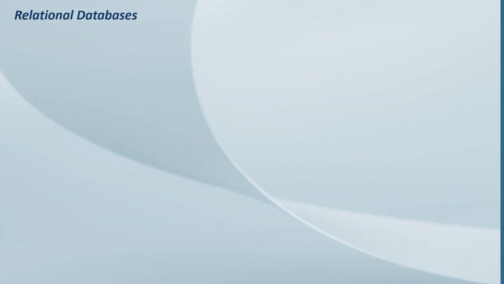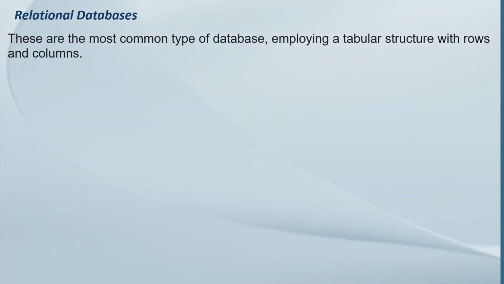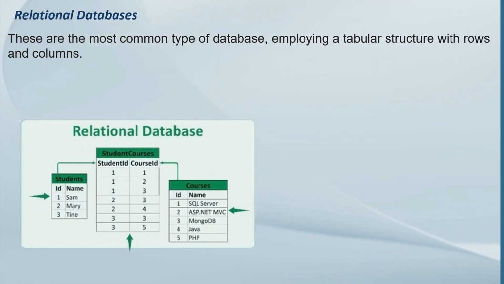Next is relational databases. These are the most common type of database, employing a tabular structure with rows and columns. Think of it like a spreadsheet where each row represents a record, for example customer information, and each column represents an attribute, for example name, address, phone number.